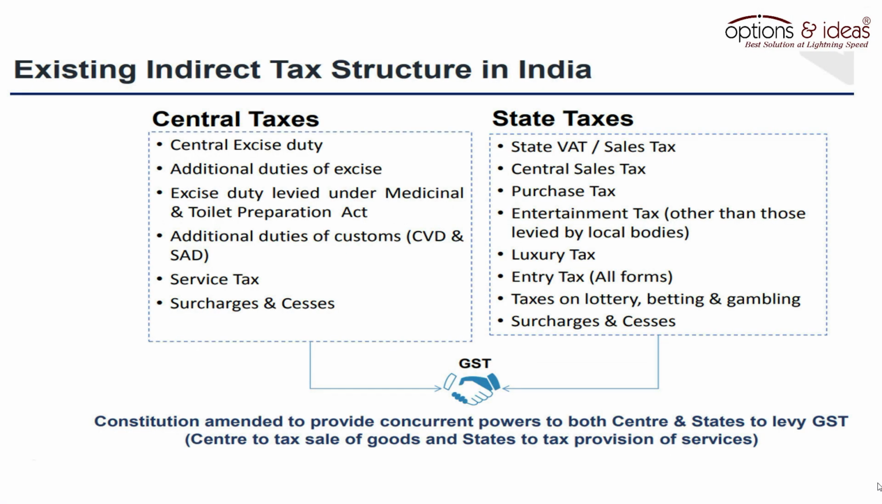Next, you have to know the existing indirect tax structure in India. Indirect tax is not directly levied on the taxpayers. This tax is often levied on goods and services, which results in their high prices. A few examples of indirect taxes in India include service tax, central excise and customs duty, and value-added tax (VAT). The Constitution was amended to provide concurrent powers to both center and states to levy GST.